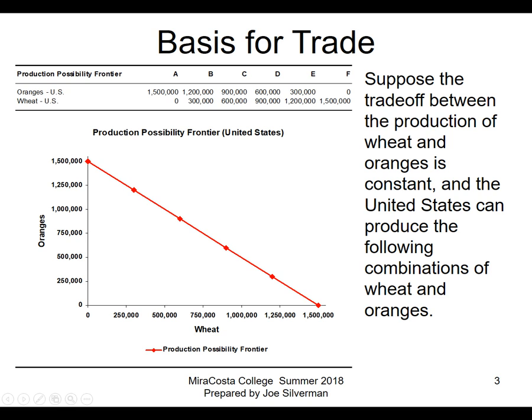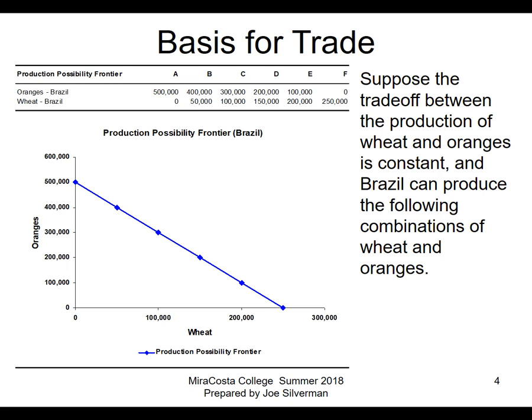What we're going to do is compare that to the ratio of wheat to oranges in Brazil to see whether or not Brazil has a comparative advantage. And it turns out that they do. They have a comparative advantage in oranges. Now, how do we know that?